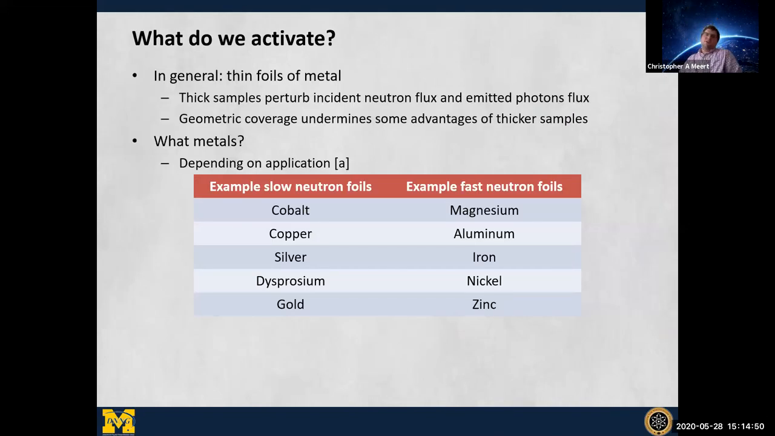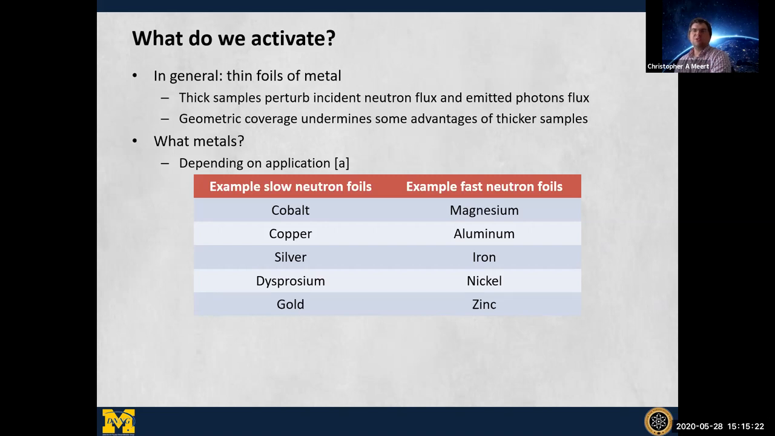So if we decide on a source, we can also discuss what we actually want to activate. I said foils a lot. We generally use very thin foils of metal for activation analysis, in the case of, say, characterizing a neutron flux. You might think that a thick sample would be more useful because you have more atoms to activate. But there are some drawbacks, mostly related to the fact that a thick sample can perturb the neutron flux incident on your foil.